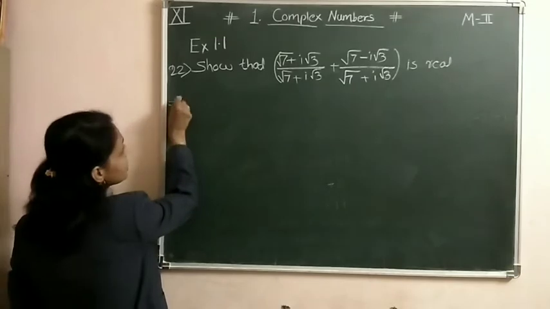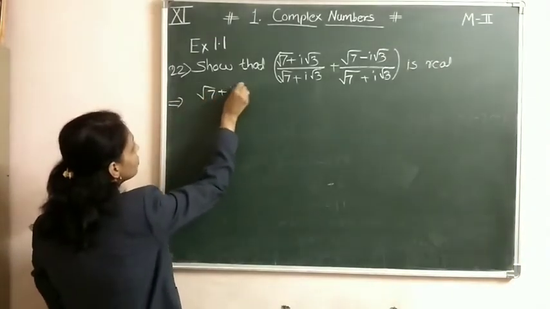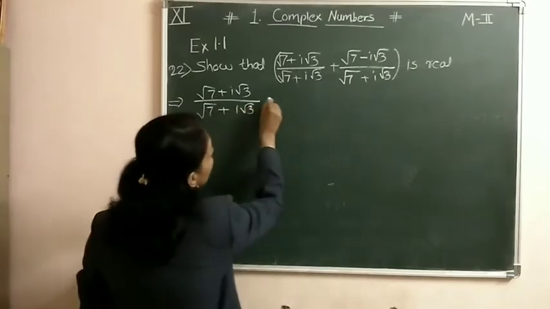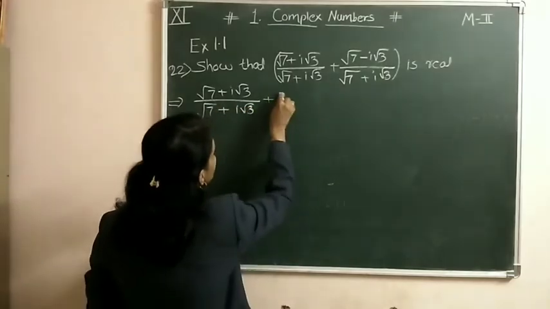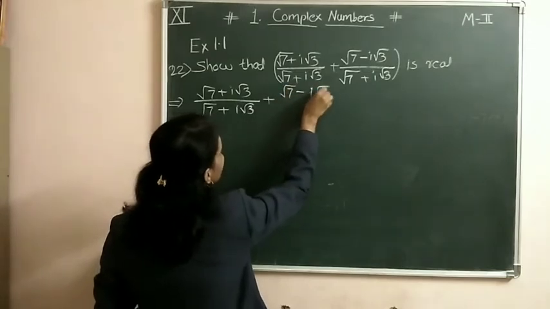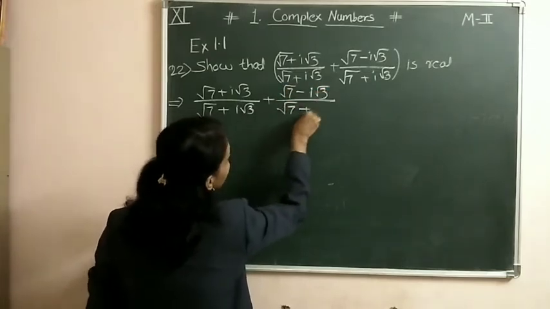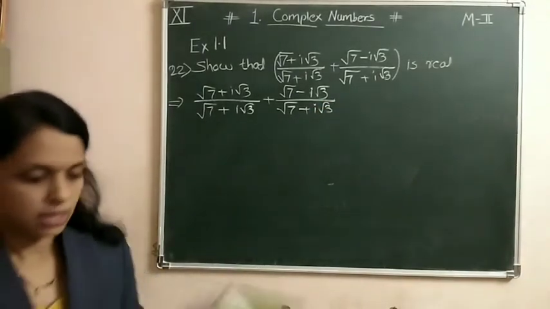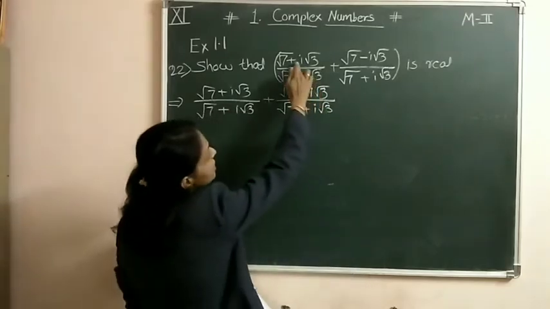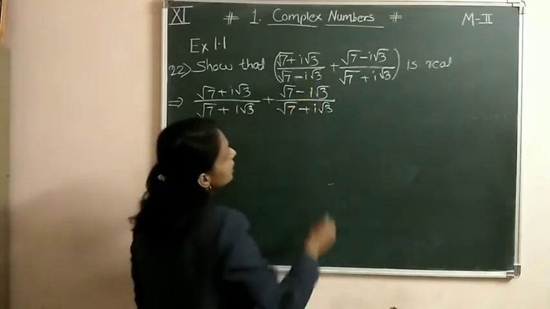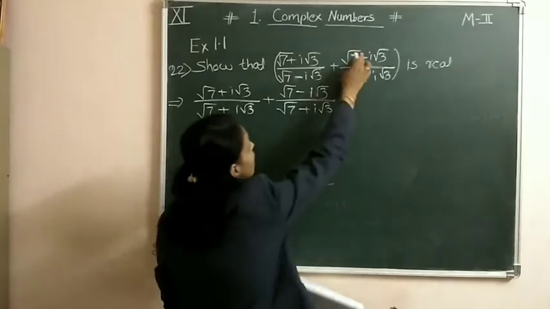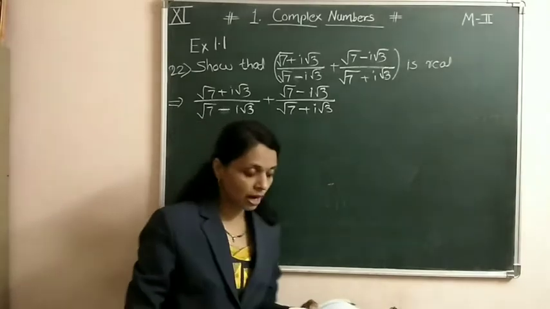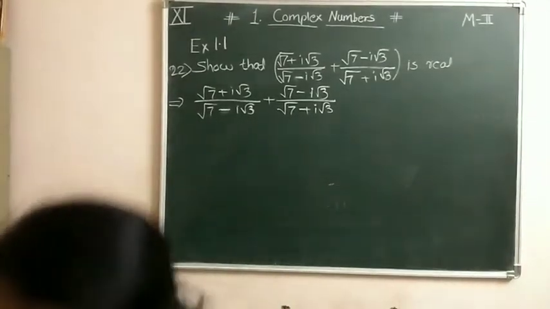So the given number is (root 7 + i root 3)/(root 7 - i root 3) plus (root 7 - i root 3)/(root 7 + i root 3). Once we check the question, see, it's a mistake. Here it is given plus, but it should be minus in the denominator, and in the next it is minus in the numerator and this is plus. So here we will change it. Students, while writing, please keep the textbook with you.